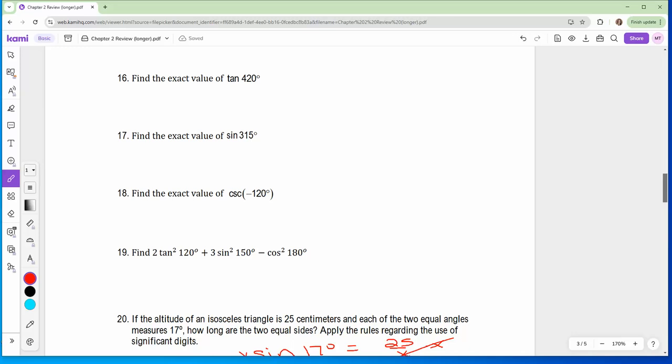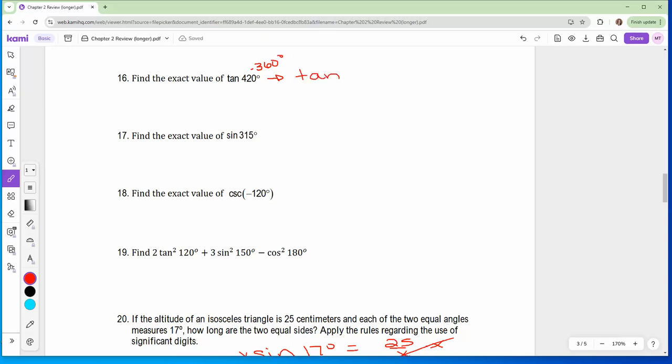When I ask you to find the exact values, that is your hand trick. Quadrants and reference angles are going to be the work that I want to see. Now, if you don't have an angle between 0 and 360, we need to find the coterminal angle. To do that, if it's a negative, you add 360. If it's bigger than 360, we subtract it.